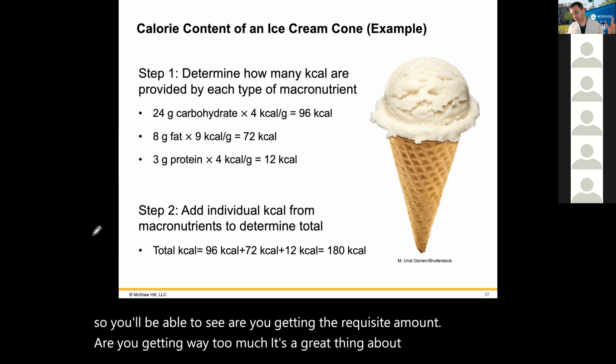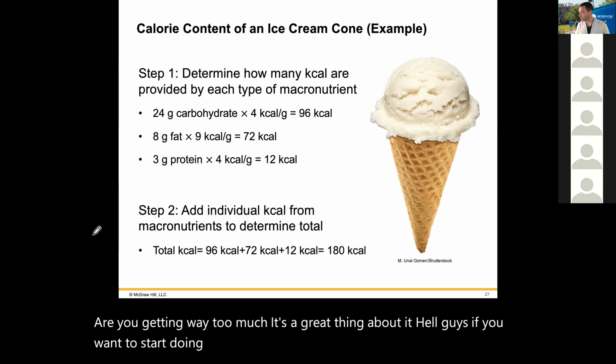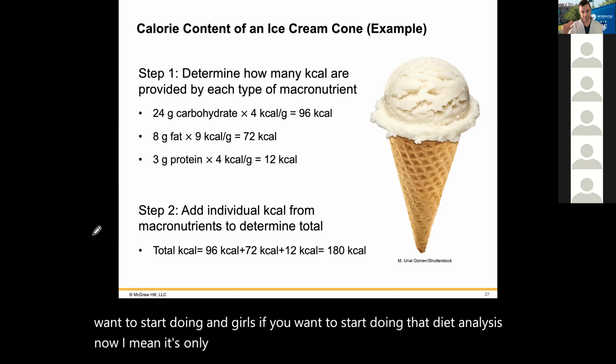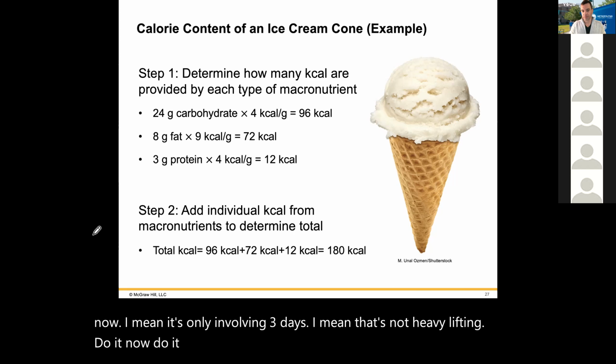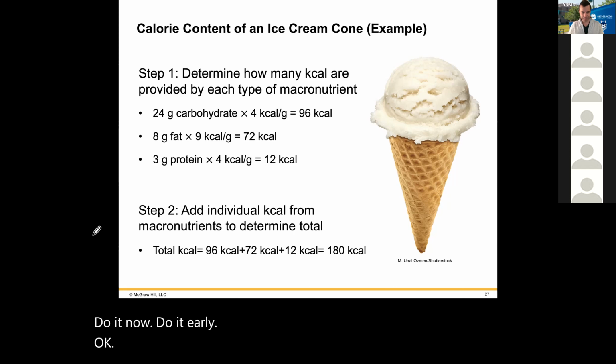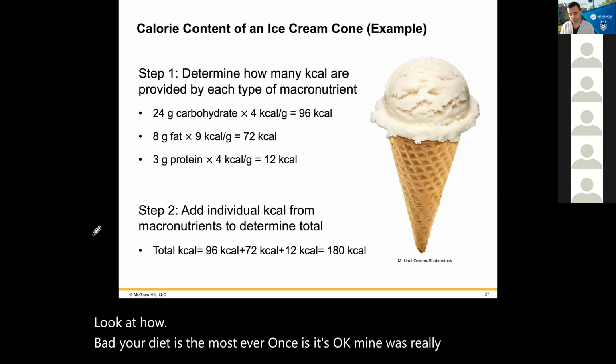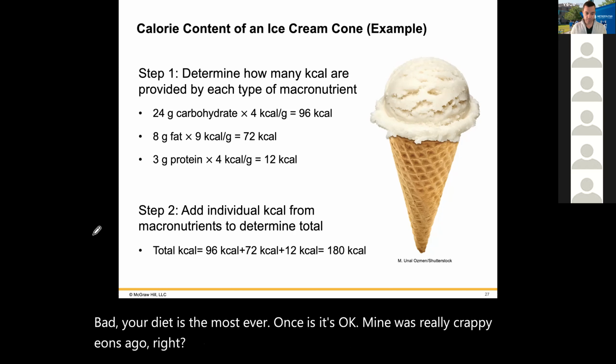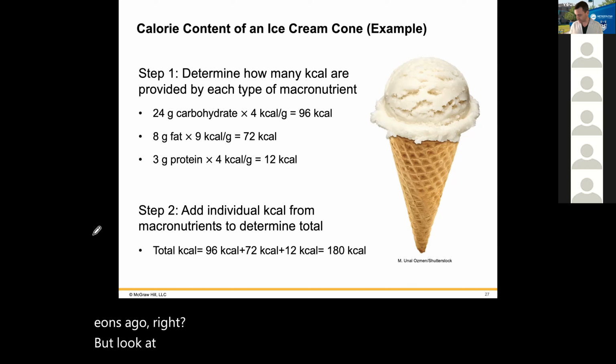Guys, and girls, if you want to start doing that diet analysis now, I mean, it's only involving 3 days. That's not heavy lifting. Do it now. Do it early. Okay? Look at how bad your diet is. Most everyone's is. It's okay. Mine was really crappy eons ago. But look at it. Go, gosh, I need to change my life. These are the 1 or 2 things that I'm going to change.